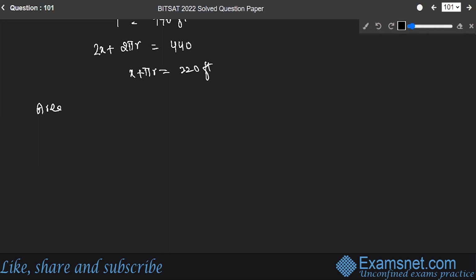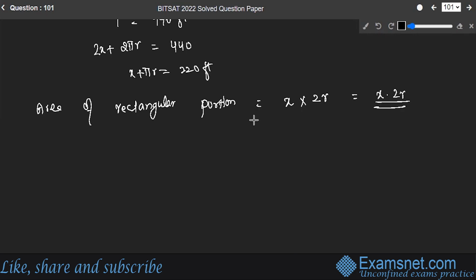Now, for the area of the rectangular portion to be maximum, area of the rectangular portion, that is length into width, that is 2r. So you have x into 2r as the area. So I already have, see, r is equal to, from here you get r is equal to 220 minus x upon pi. So area is equal to x into 220 minus x upon pi.